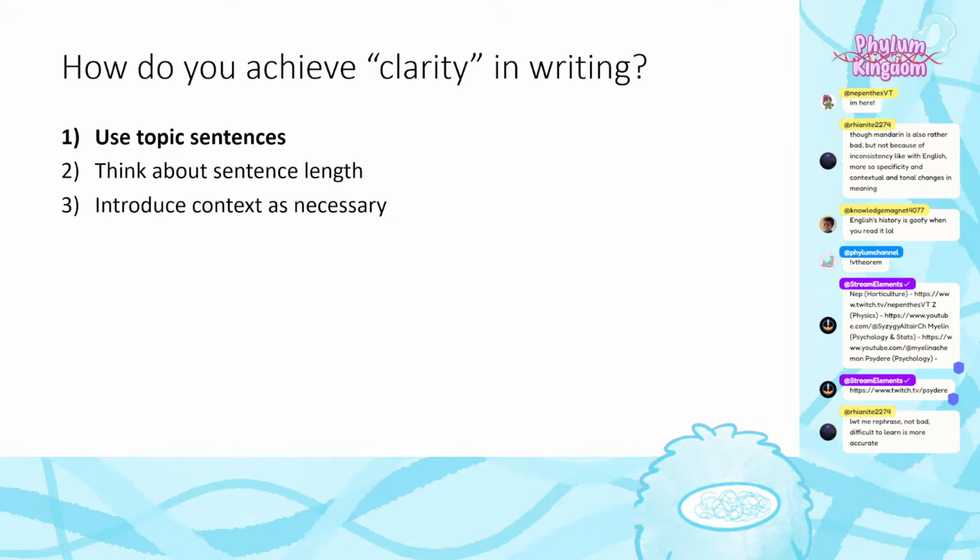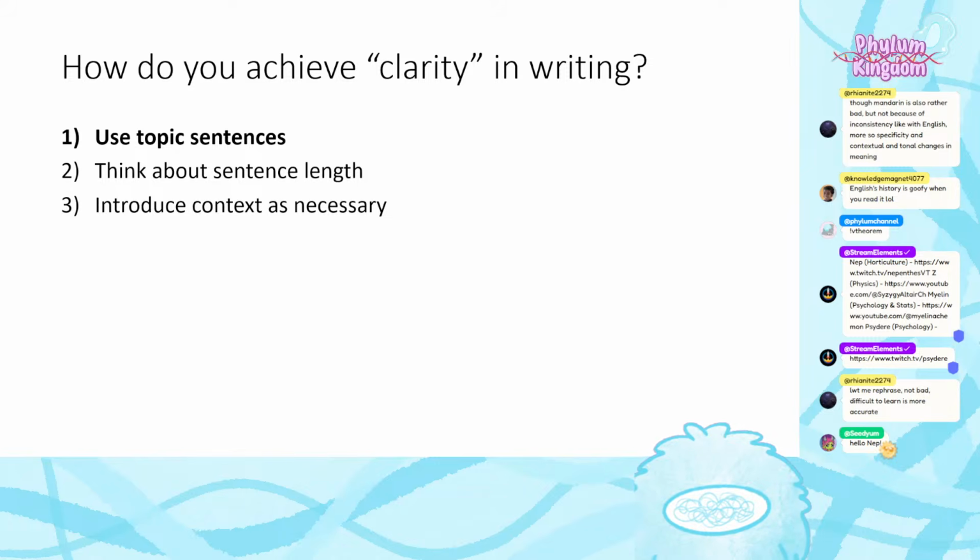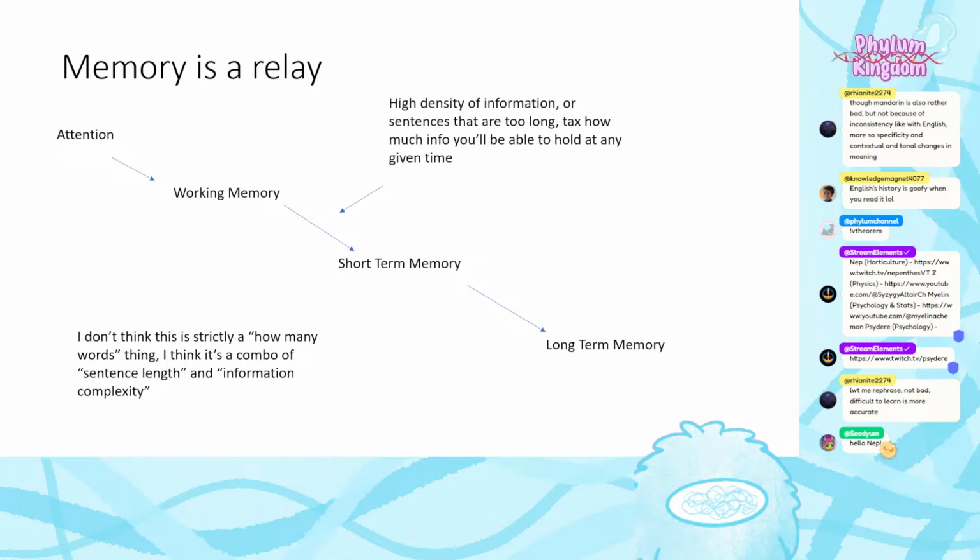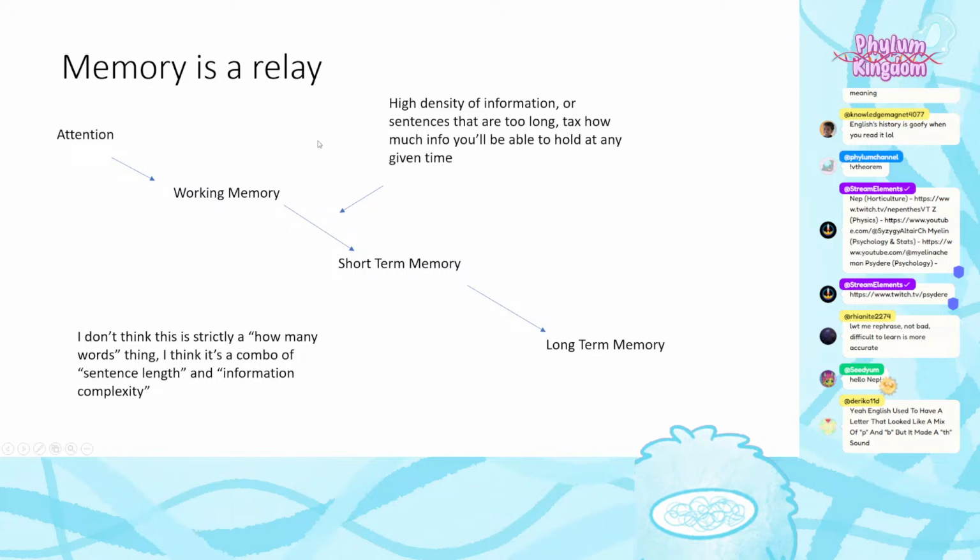All right. So topic sentences are really important, but you should also think about sentence length. And here's where I'm going to appropriate more cognitive science, right? So memory is a relay, right? Again, I'm a neurobiologist, so I'm appropriating cognitive science, but here's how I think about sentence length, right? Your memory works in several stages. You start with attention, right? Just your senses. Then your senses put information into your working memory. Your working memory is temporary, it's like RAM, right? Random access memory. It's your temporary storage, and then it gets encoded into short-term memory and then stored in long-term memory.